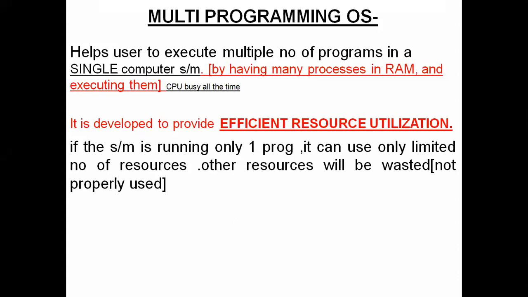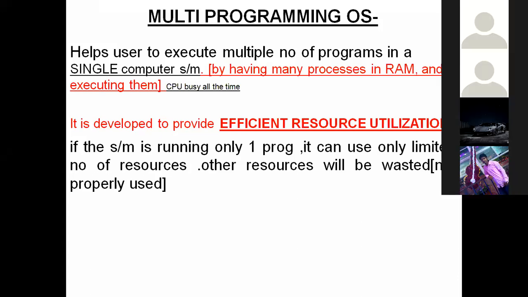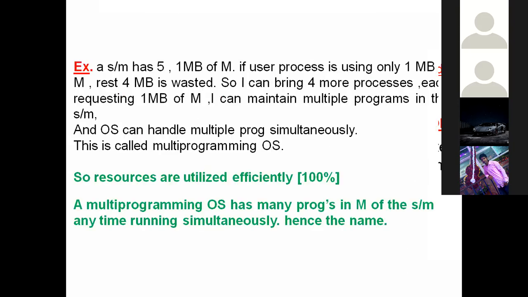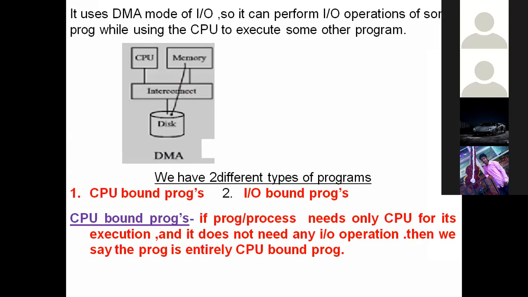The second point is that the multi-programming operating system employs the DMA mode of input-output operation. It can perform IO operations of some program while using the CPU to execute some other program, so we can have an effective program mix. When dealing with multi-programming OS, don't forget these predefined words like appreciable program mix. We have also seen different types of programs: CPU bound programs and IO bound programs.